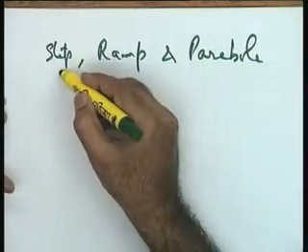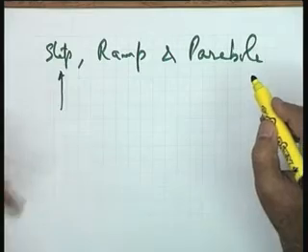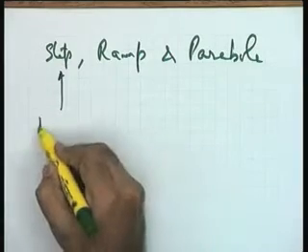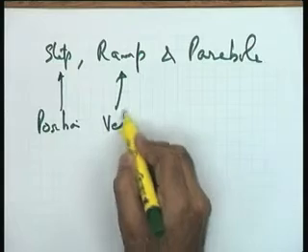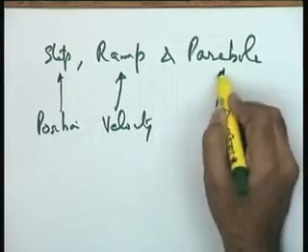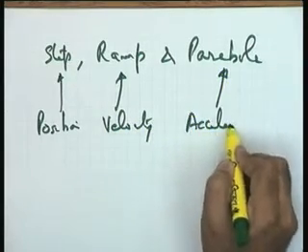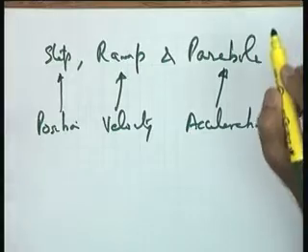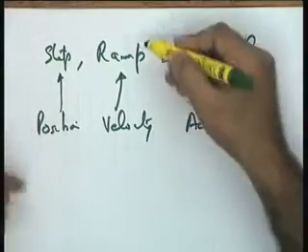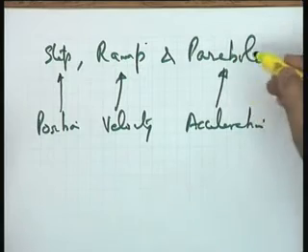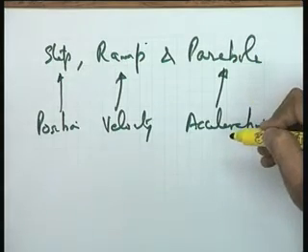But in control system jargon, it is quite commonly used, this particular input as a position input, this particular input as velocity input, and this particular input as acceleration input. The reason is simply that in motion control systems, the step really corresponds to position, the ramp corresponds to velocity, and the parabola corresponds to acceleration.